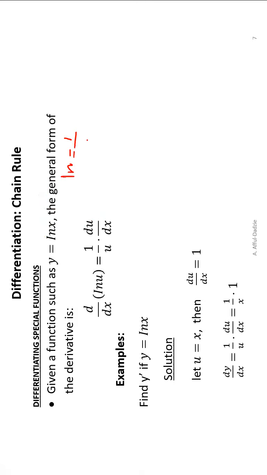Okay, so we say if you have a function, let's say natural log of x, let u be equal to the inside function, like we have seen. And so this is the same as y is natural log of u. And so the derivative of natural log of u is 1 over u. And then we now multiply it by the derivative of the inside function.